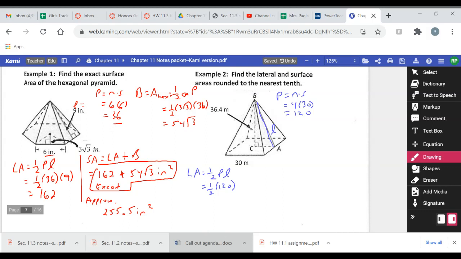But I can see a right triangle is formed here. I can see the actual height is 36.4. And try to think about what you think this length is from here to here. You should be able to figure it out with what is given to you. If we know that it's 30 from here to here, and we know C is at the center of the pyramid, then we know CA has to be a length of 15. So I can use the Pythagorean theorem here.